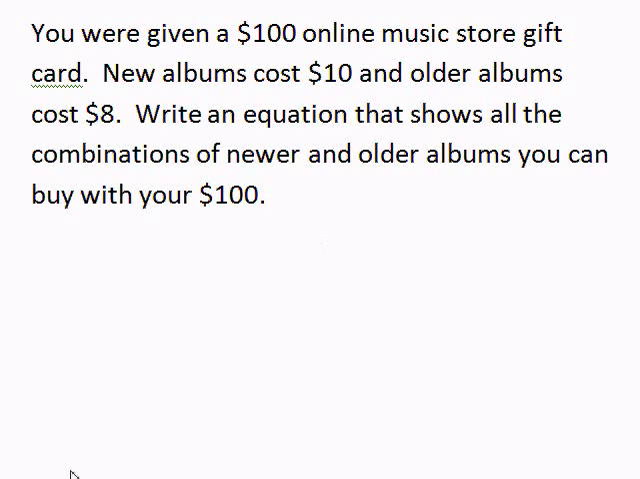For this problem, you're given a $100 online music store gift card. New albums cost $10 and older albums cost $8. Write an equation that shows all the combinations of newer and older albums you can buy with your $100. So kind of similar to the previous problem, we have $100, and our $100 is going to be equal to some combination of the $10 for new albums and $8 for older albums.